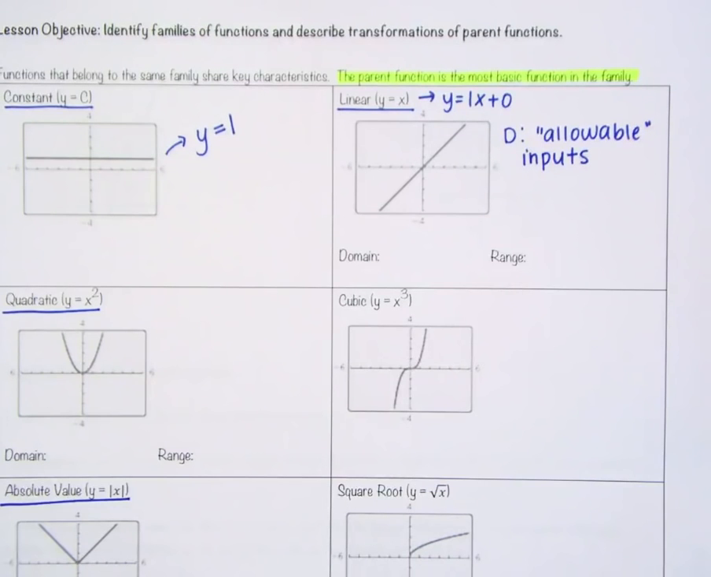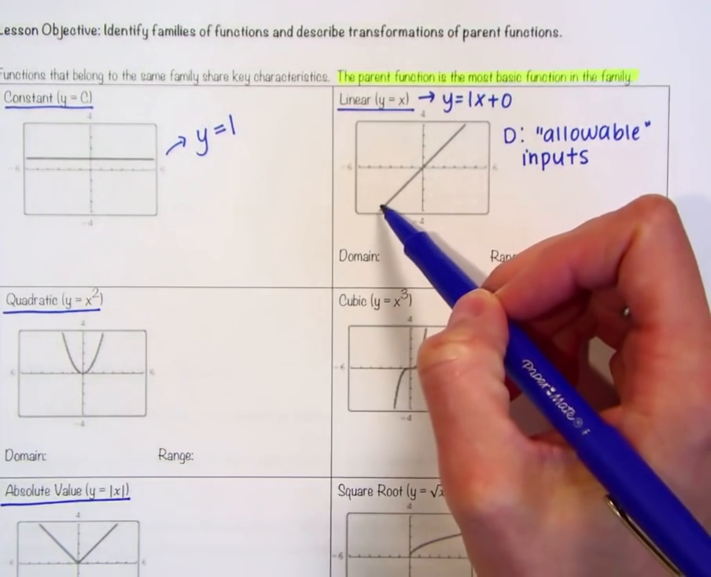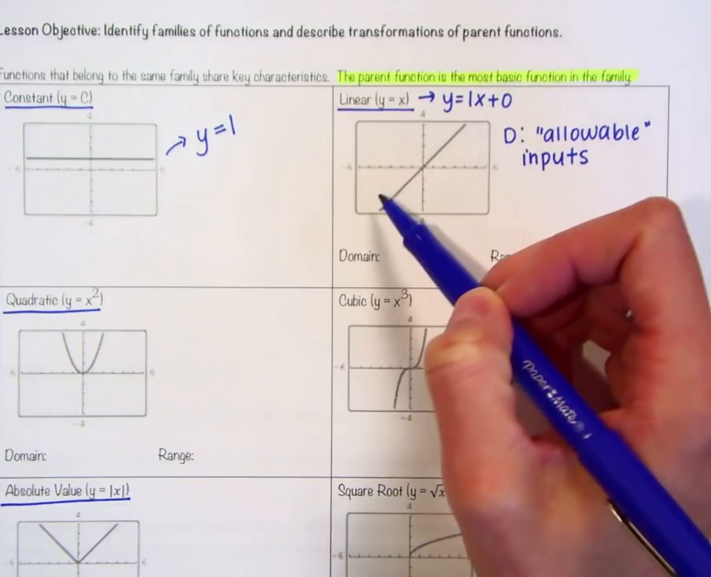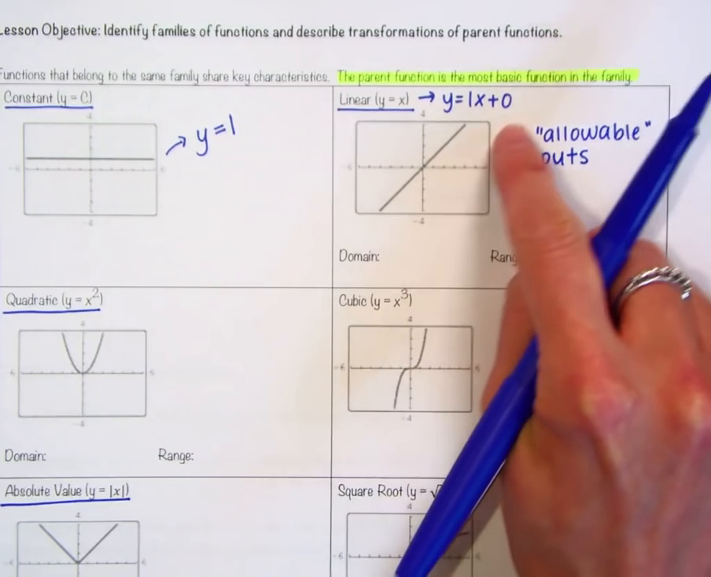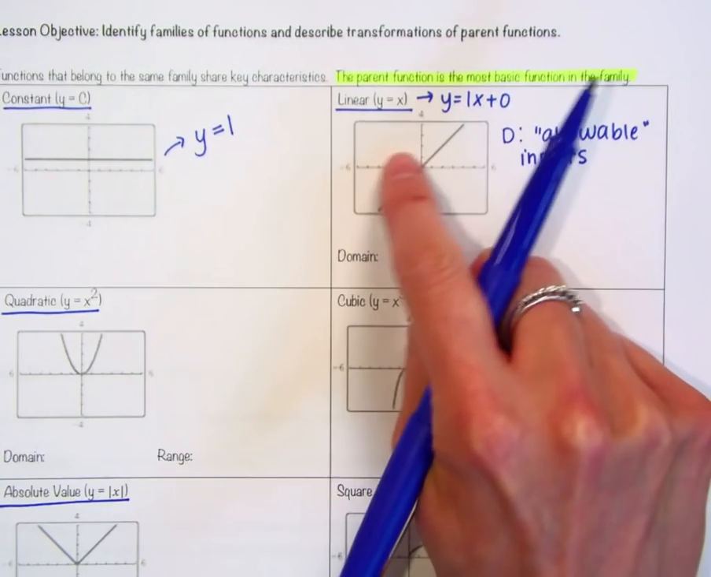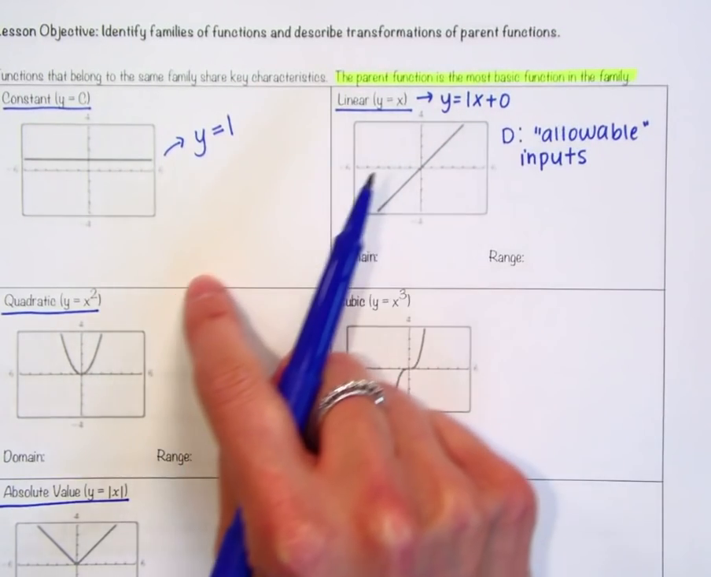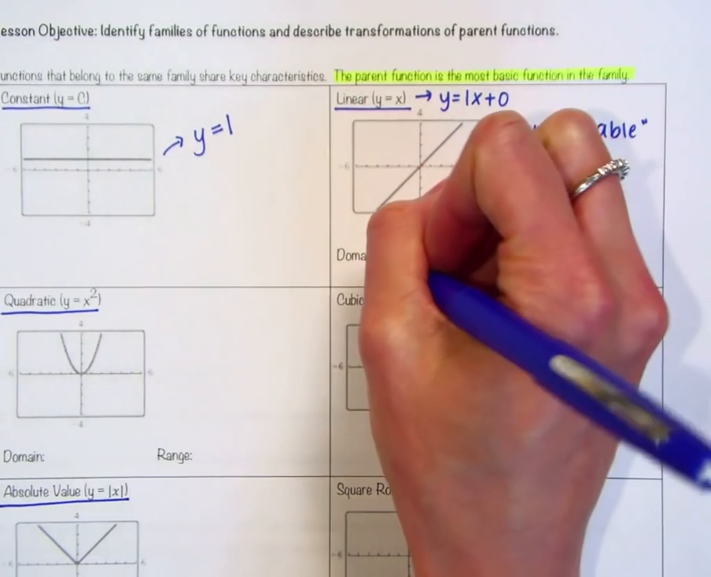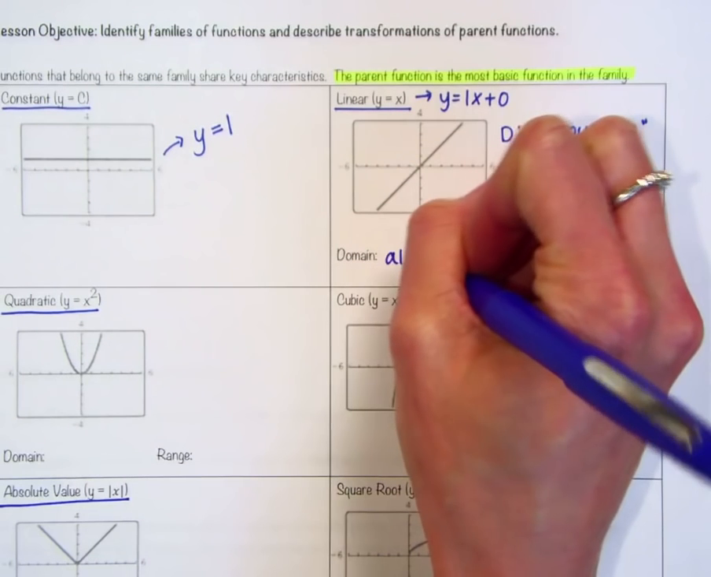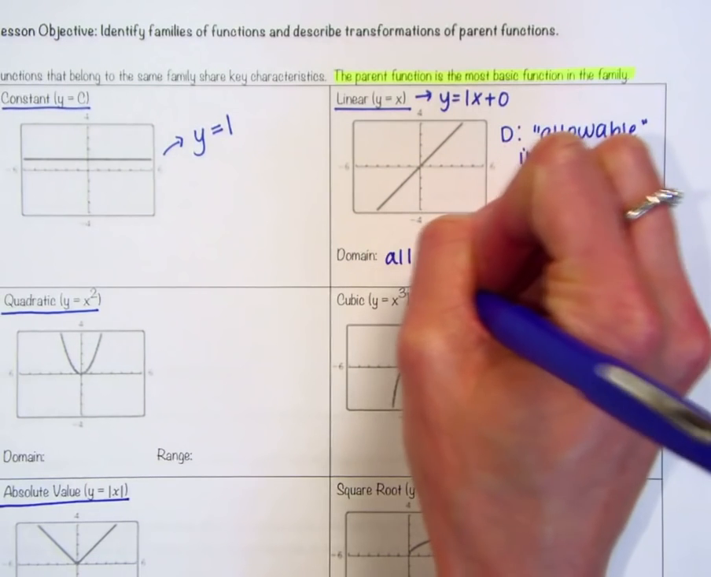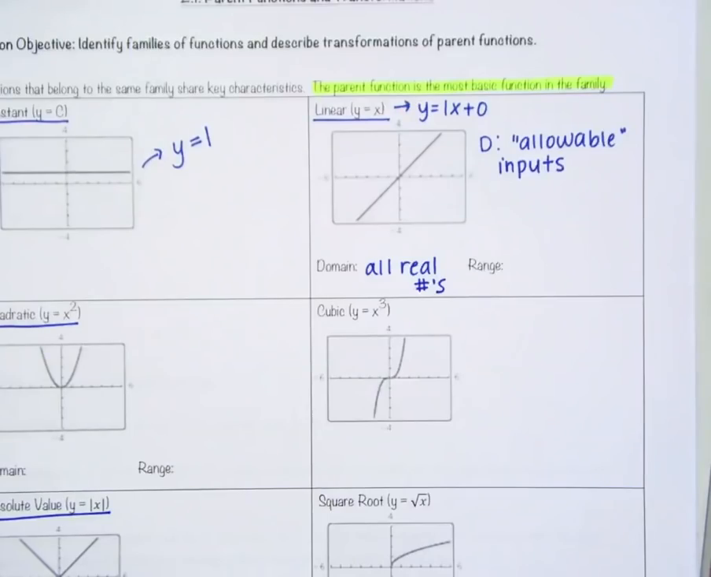Okay, so if I look at my line, a line goes forever and ever in both directions. So all values of x as I go to the right are going to be there, and all values as I go to the left are going to be there. So the domain is what we call the set of all real numbers. There is nothing that's not allowed to be plugged in for x.